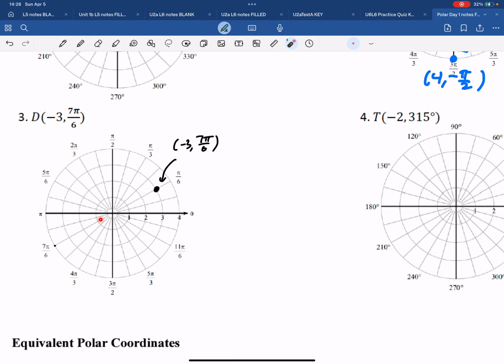Okay? But because our radius is negative, we're going in an opposite direction, so we're not going towards that 7 pi over 6. We're actually going in the exact opposite direction, which would be 180 degrees or pi units away, so we'd be going towards pi over 6, right? Those are opposite directions from each other. So instead of going towards there, go towards there, and my radius is 3.